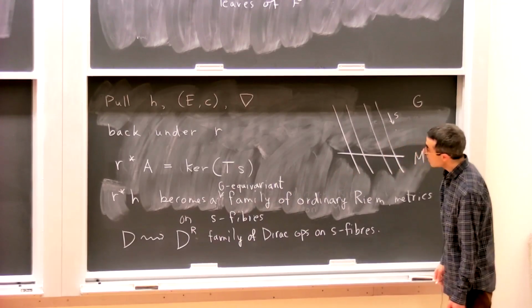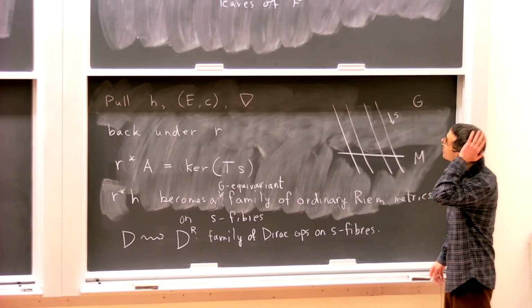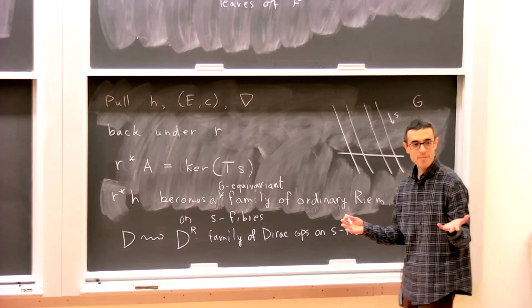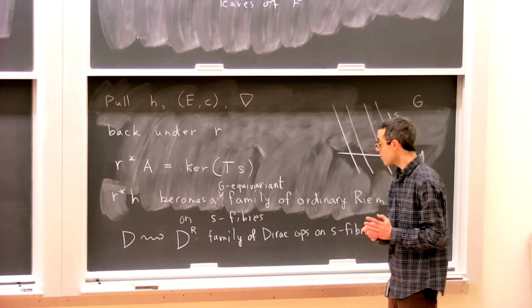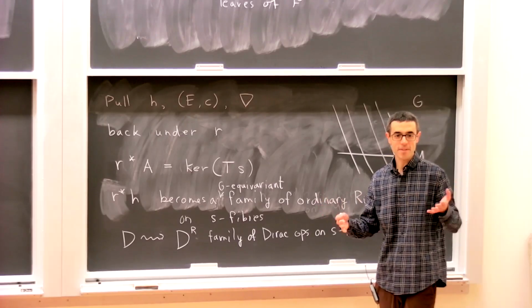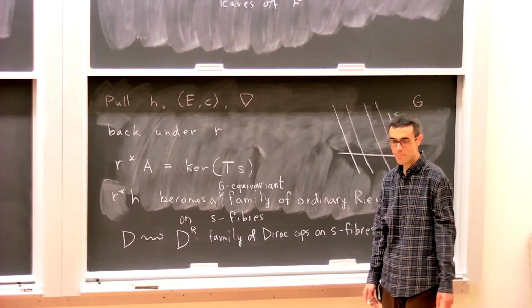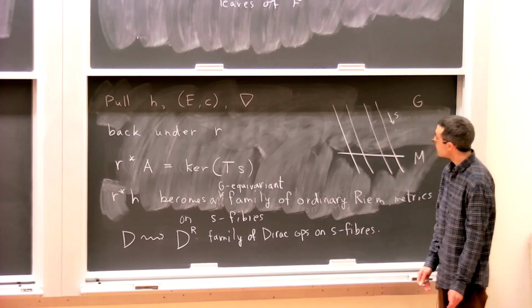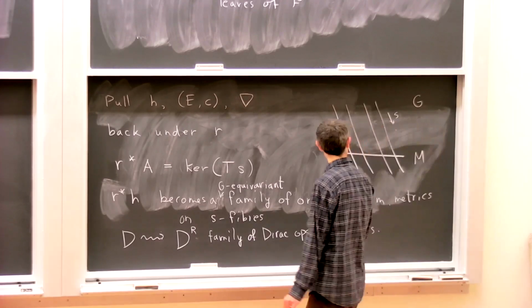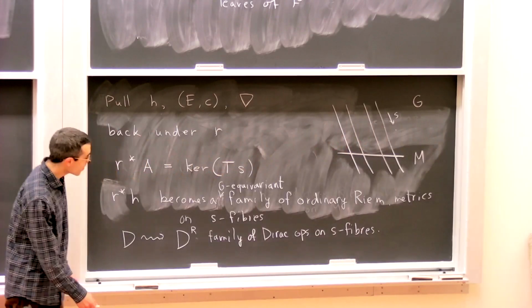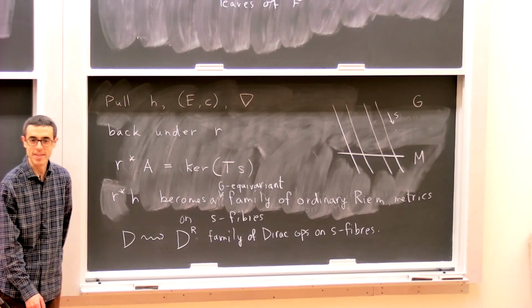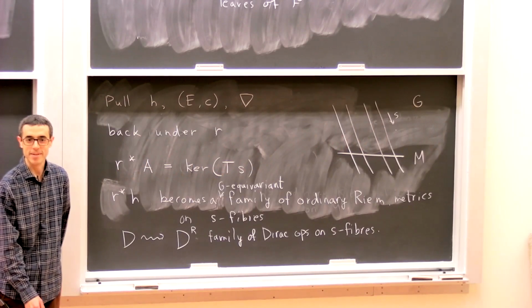Okay, so there's this other perspective, the family's perspective, where you think of your Dirac operator as a G-equivariant family of ordinary Dirac operators on the source fibers of the Lie groupoid. And that perspective is closer to the Atiyah-Singer family's index theorem, right?